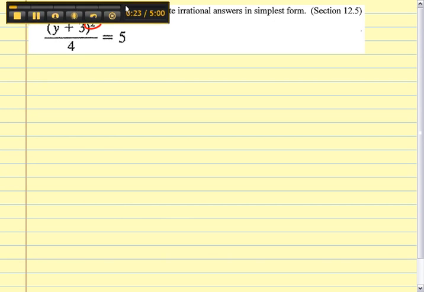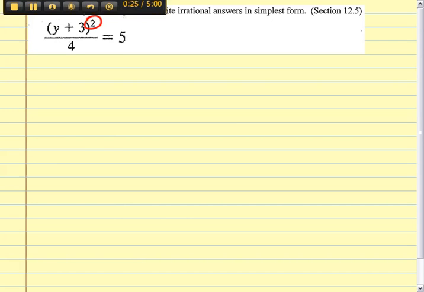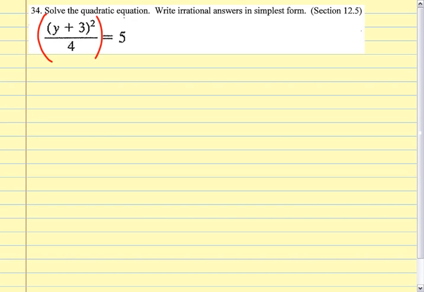So what I want to do is get that perfect square by itself. Whenever I've got fractions, you know, this isn't 6th grade anymore, it's not 5th grade anymore. Let's get rid of those fractions and make it easier on ourselves. So the 4's are going to cancel, and I've got y plus 3 squared is equal to 20.